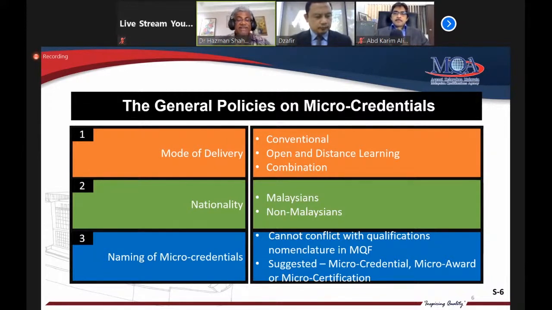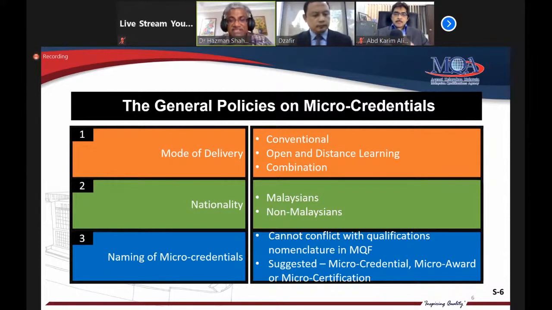And the third aspect is, of course, you want to name your micro-credentials, right? In naming your micro-credentials, you should not in any way label them or title them in a way that creates confusion about formal qualifications, right? Because the formal qualifications and the nomenclature are regulated or protected under the Malaysian Qualifications Framework. So you have to think creatively about labeling them.